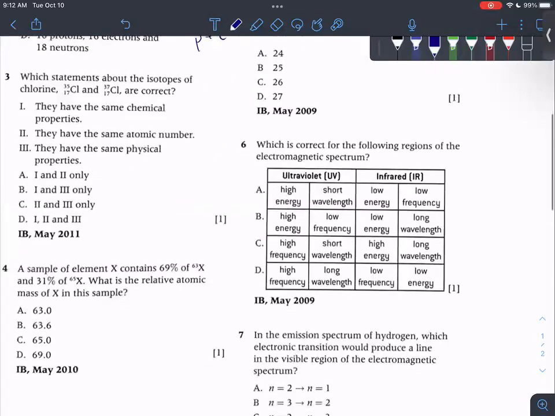All right, moving on to number 3. Which statement about the isotopes of chlorine 35 and chlorine 37 are correct? Well, isotopes have the same chemical properties. They definitely have the same atomic number because they're both chlorine. They don't have the same physical properties, so we're just going to go ahead and find the answer that says 1 and 2. That's going to be A.